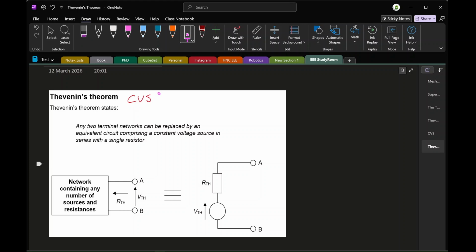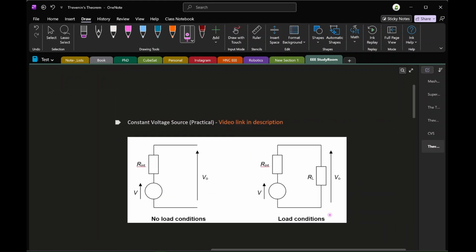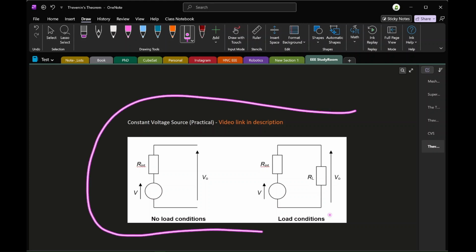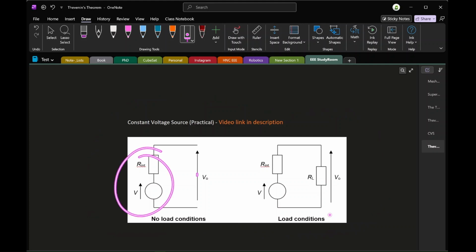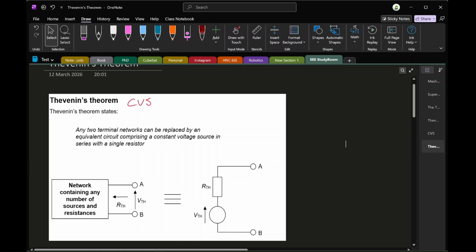But first of all, the concept of constant voltage source is actually discussed in another video that I've created. There's a link in the description, and if I can figure out how to do it, I'll put a little box up so you can click on it. In the other video, we talk about this idea of constant voltage source, which refers to this in series with a load, and then under no load conditions and load conditions. So go check it out, and it will maybe make a lot more sense once you look at it.